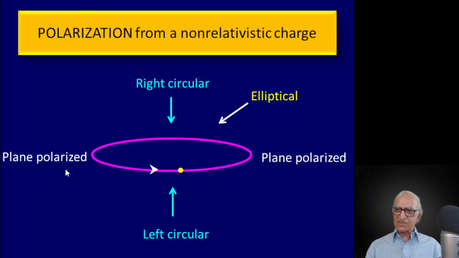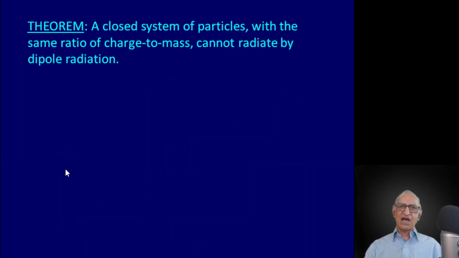Now, if I look from some different angle, I will see elliptically polarized radiation. If I look from some other direction, the circle will look like an ellipse, and therefore I'll see elliptically polarized radiation. Therefore, this is the polarization pattern from a non-relativistic charge going around in a circle with an angular frequency omega. Now, let us go back to a collection of charges.